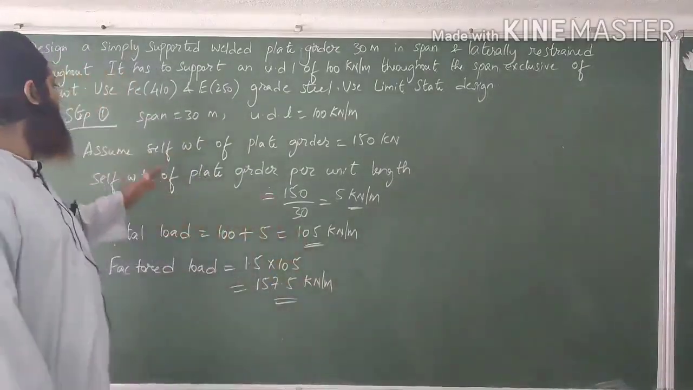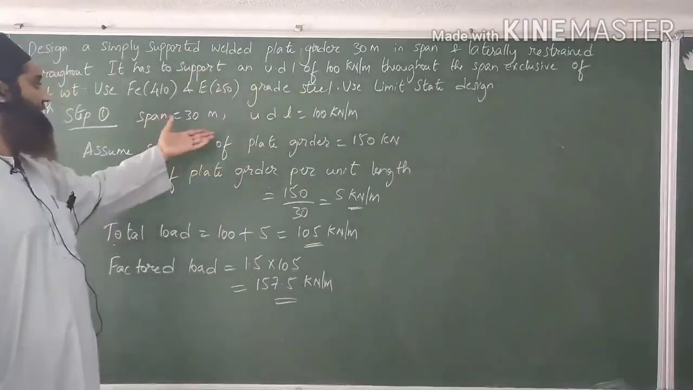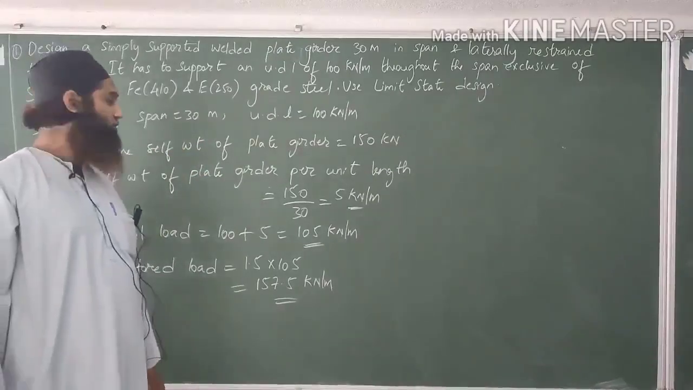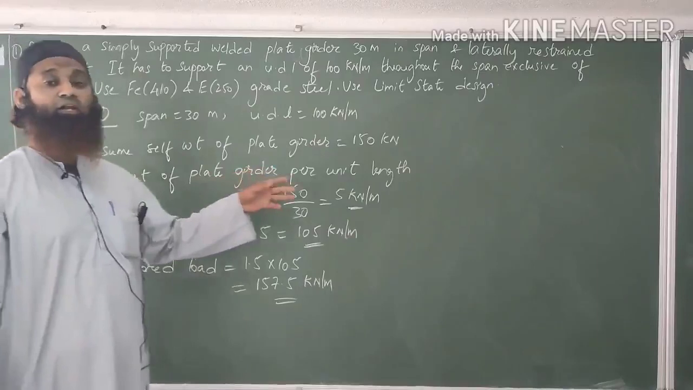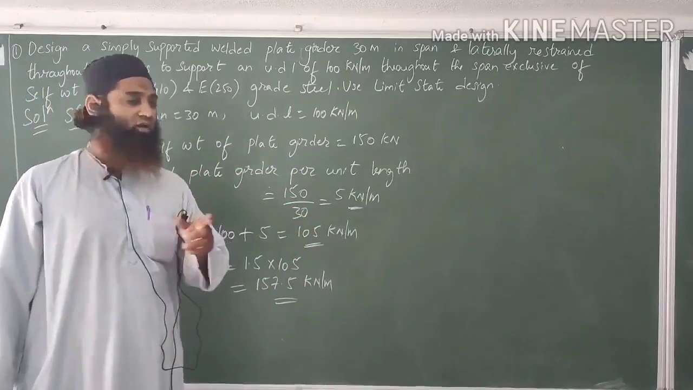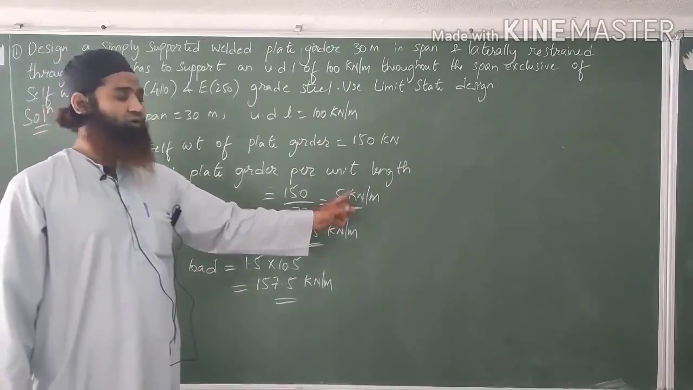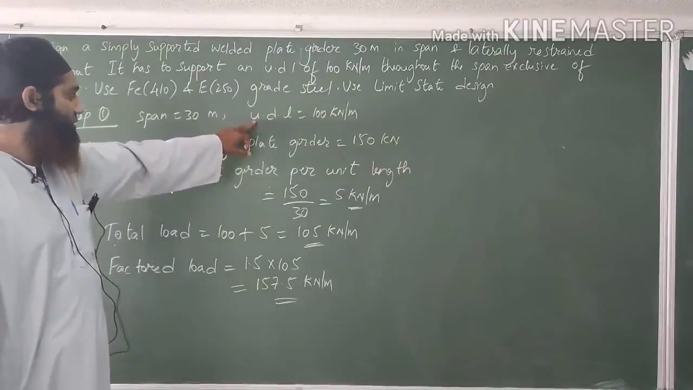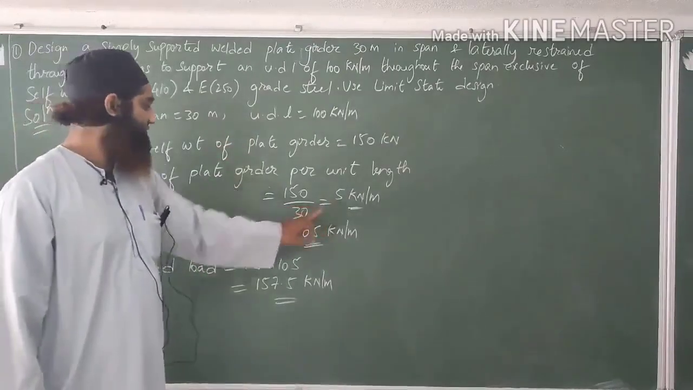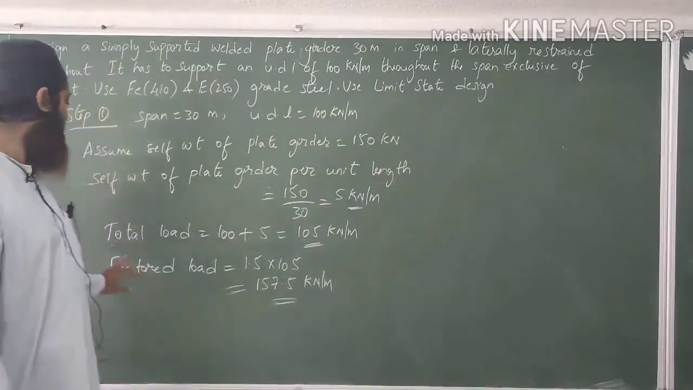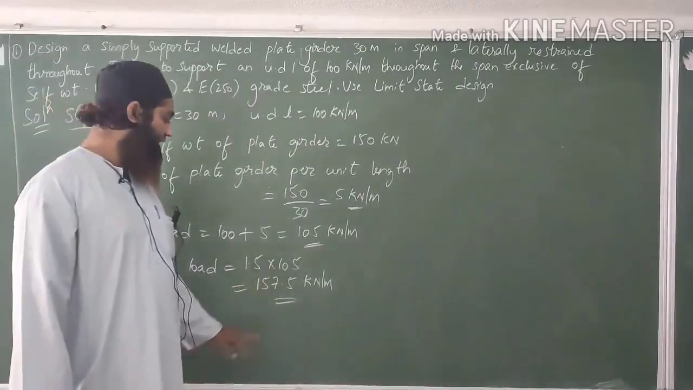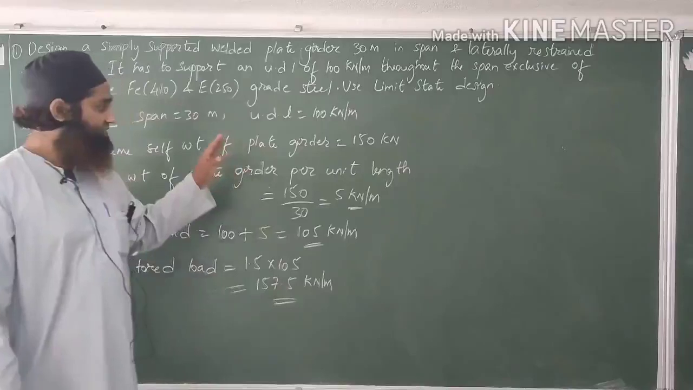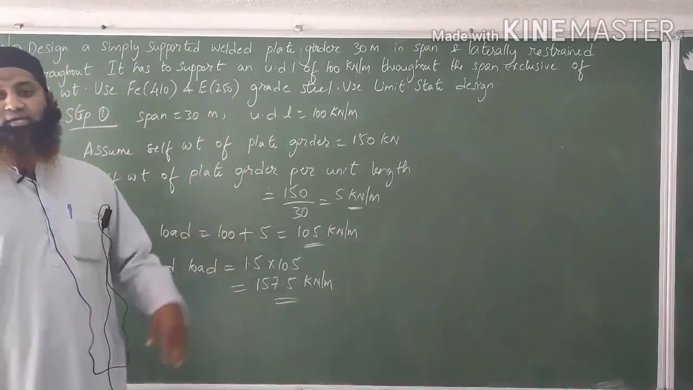What we have done is, we have written the data given. Span is 30 meters, UDL is 100 kilonewton per meter. We are assuming self weight of plate girder as 150 kilonewton. Then we are seeing self weight of plate girder per unit length. For each unit length, what load are we getting? We have seen that is 150 by 30, that is 5 kilonewton per meter. Next, the total load that is coming onto the girder: a UDL of 100 kilonewton plus the self weight per unit length, that is 5, that is 105 kilonewton per meter. So we are factoring it, that is 1.5 into 105, we are getting it as 157.5 kilonewton per meter. So hope this first step is clear for you all. Then we can go for the second step here.